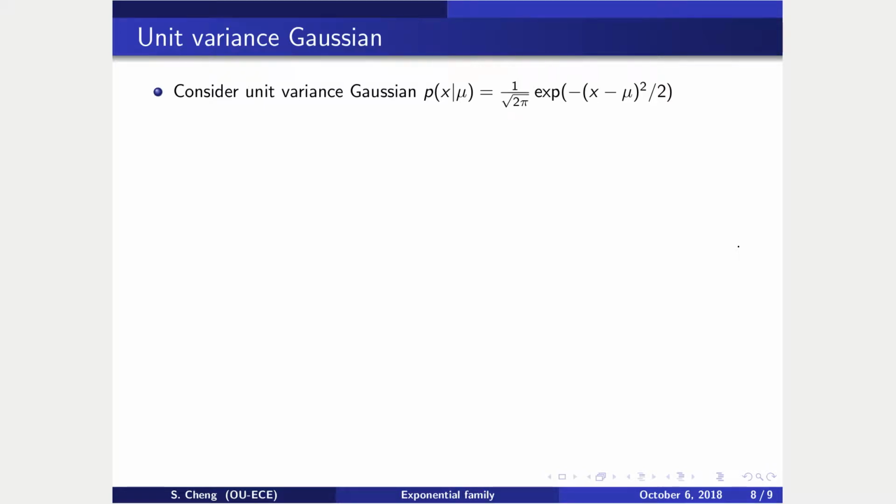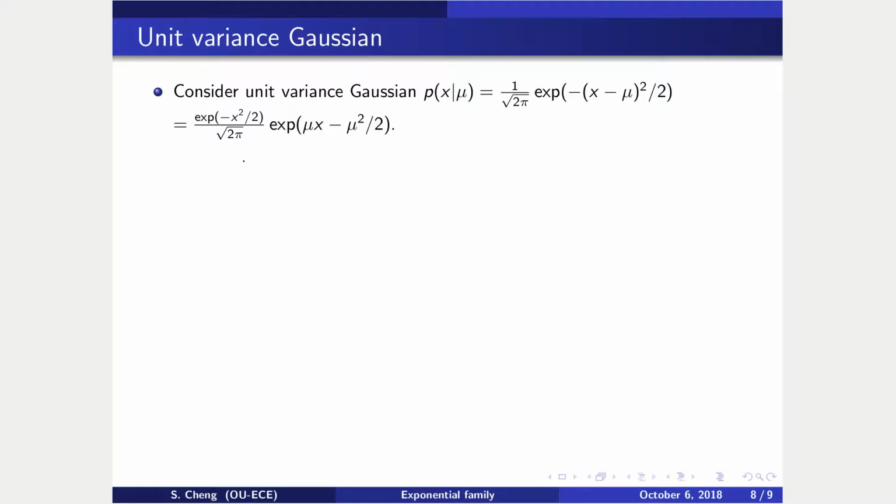Okay, so this time I'd like to look into a very simple example. Let's say we have x, a Gaussian distributed random variable with unit variance and some mean mu. Therefore the PDF is given by this. I can expand this PDF into this form to match the canonical form for the exponential family.